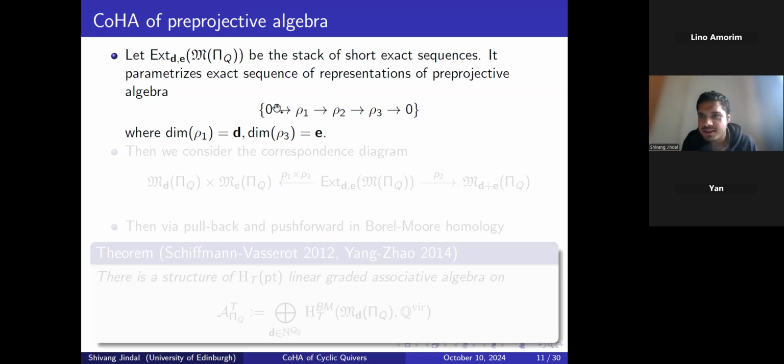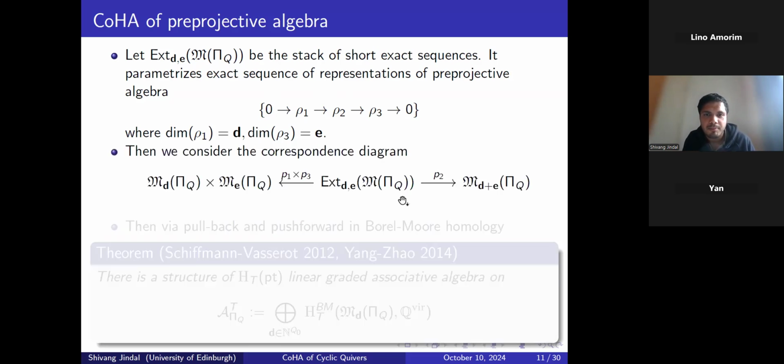Now, given the stack, we have two different maps. One remembers the first and third terms, giving a map to the moduli of d-dimensional representations times the moduli of e-dimensional representations. Or we can remember only the second term, which gives a map to d plus e dimensional representations. The point is that this second map is proper, simply because its fibers are quotients, which are basically Quot schemes. The first map is not proper. It's not even smooth, because all three stacks are not smooth. But it can be shown that this map is of a special type: it's a locally closed immersion.